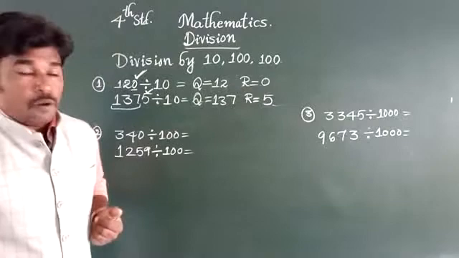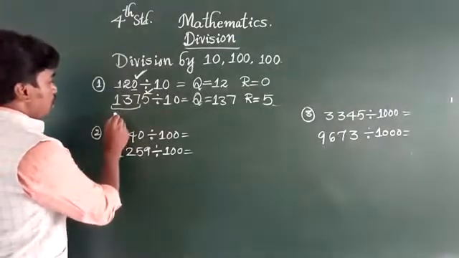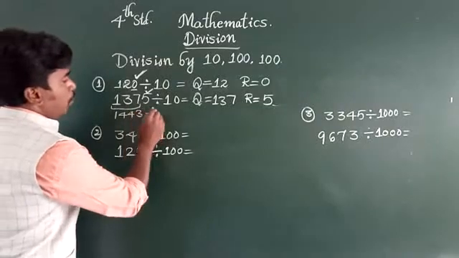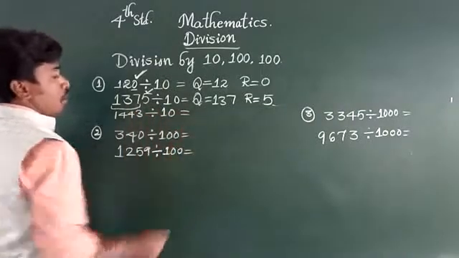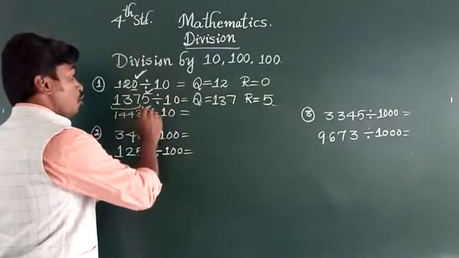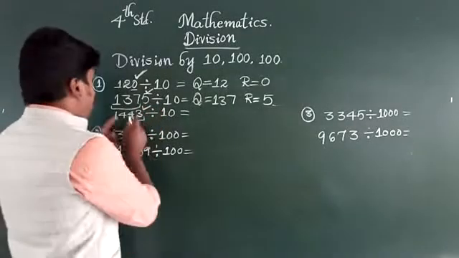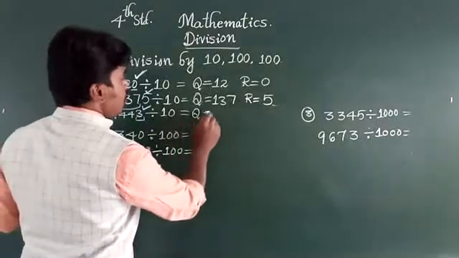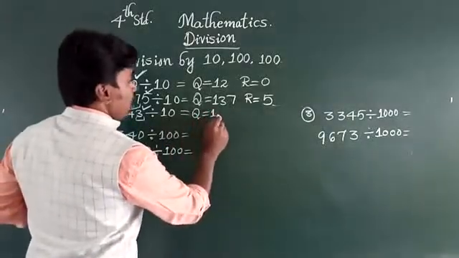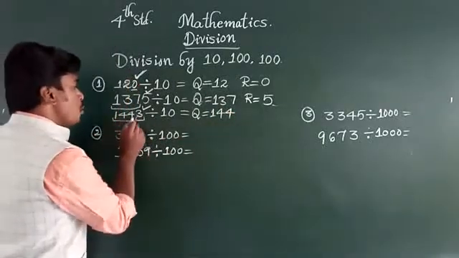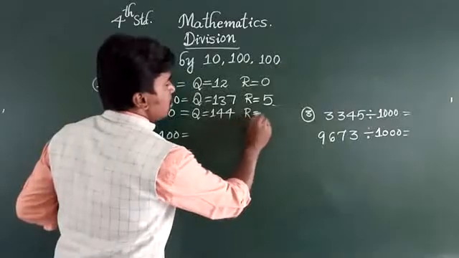Can I take one more? Please take it: 1443 divided by 10. The last place is the remainder, and all the remaining digits are the quotient. Then what is the quotient here? 144 is the quotient, and the remainder is 3.